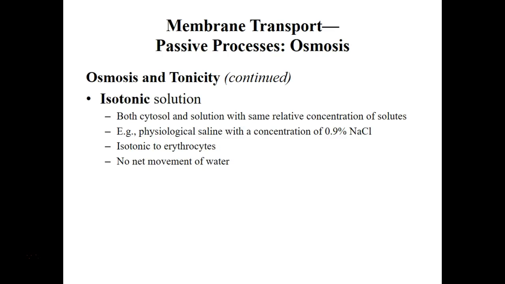So there are 3 tonicities. We have isotonic solutions. These are solutions that have relatively the same, so similar, concentrations of water to solute ratio. An example: physiological saline has similar amounts of water to solute ratio as our body cells. This is going to be isotonic to erythrocytes.